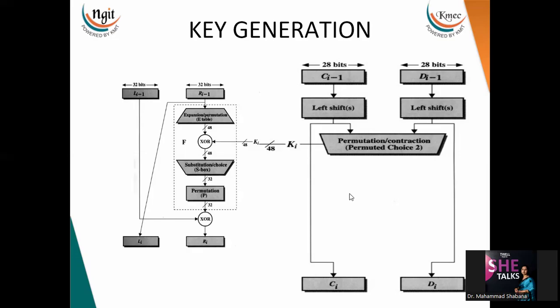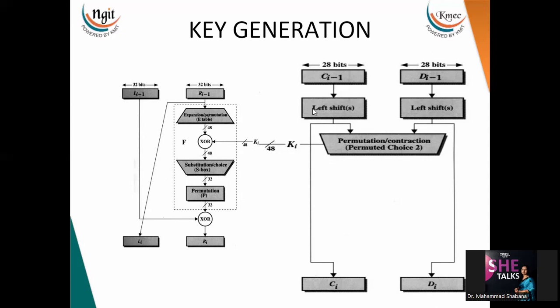As a summary, the process generates 16 unique subkeys from the initial 64-bit key. The left circular shifts add variability to the subkeys for each round, and permuted choice 2 reduces the 56-bit intermediate key to the 48-bit round key for encryption.